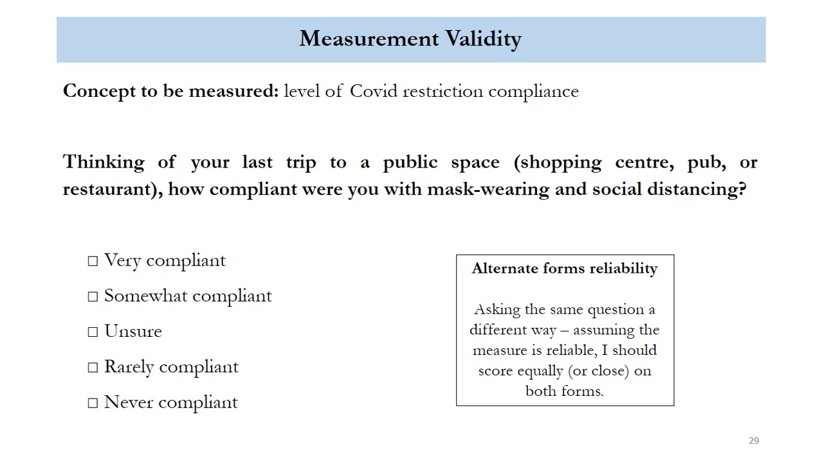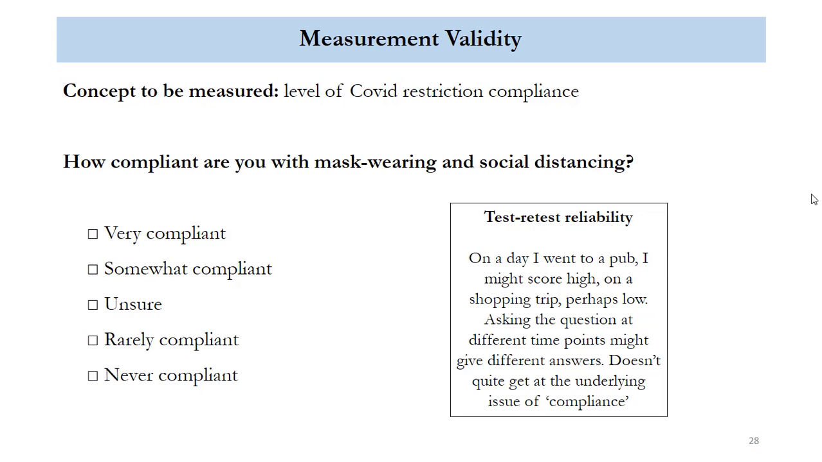So let's imagine that we ask this question a different way. This is a different way of assessing reliability, which we call alternate forms. Alternate forms of reliability is when we take a similar measure of the same concept, we ask both questions, and then assuming that they are both measuring the same underlying concept, both answers should be relatively similar. So let's say we ask them, thinking of your last trip to a public space, shopping center, pub, or restaurant, how compliant were you with mask wearing and social distancing? Again, the theory behind this is that if this is indeed a reliable measure of typical restriction compliance, then it shouldn't really be affected by whether we ask about a specific trip or about general compliance.